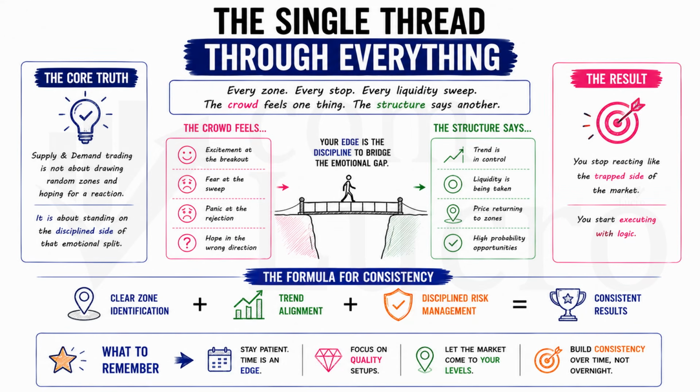So here is the single thread running through everything we covered. Every zone, every stop, every liquidity sweep is a place where the crowd feels one thing and the structure says another. Supply and demand trading is not about drawing random zones and hoping for a reaction. It is about standing on the discipline side of that emotional split. When you combine clear zone identification with trend alignment and disciplined risk management, you stop reacting like the trap side of the market and start executing with logic. Stay patient, focus on quality setups, and let the market come to your levels to build consistency over time.